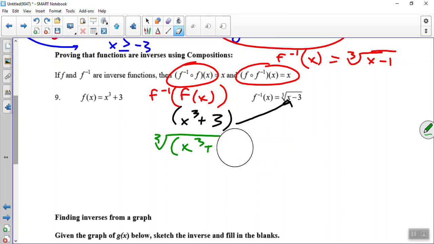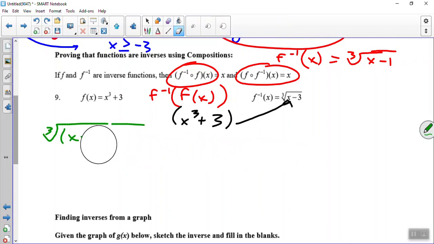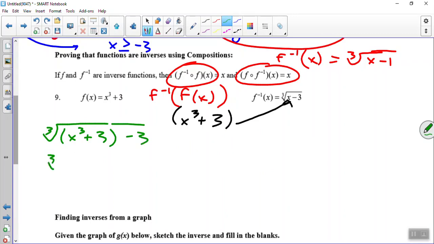Let's write that over here, give us some more room. Cube root of x cubed plus 3 minus 3. So cube root, simplify. Plus 3 minus 3 is 0. We're left with x cubed. Cube root of x cubed is x. Remember, when we're doing composition to prove that they're inverses, both of these operations need to reduce to x. That's what this notation means.